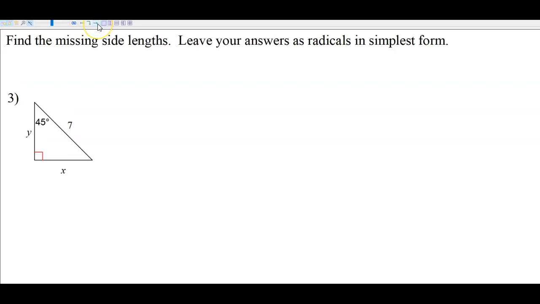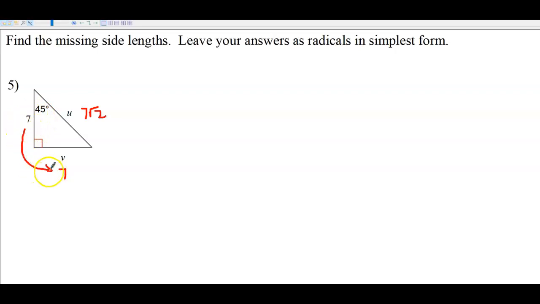I'm going to skip around a little bit till I find one that matches well. I'm going to ask you guys to do number 5 here. So go ahead and pause the video here and see what you guys get. When you unpause it, you'll see the solution. All right, there you go. Since they gave me a leg, these two have to be the same. And then to get your hypotenuse, you should put a radical 2 next to it.